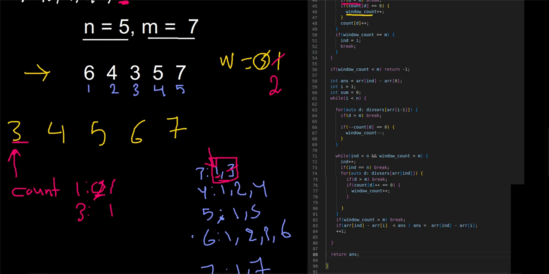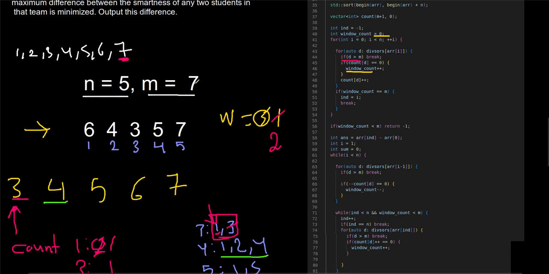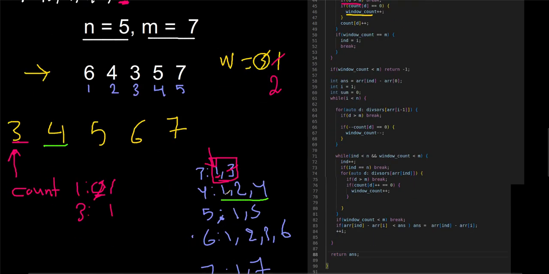Now we need to check the next student, 4. We need again to loop over all the divisors up to the value m. So 1: the value for 1 in the count is 1, it's not 0, and that means topic 1 is already covered. No need to increase the window, but we need to increase the number of ones covered so far. So 1 plus 1 is 2.